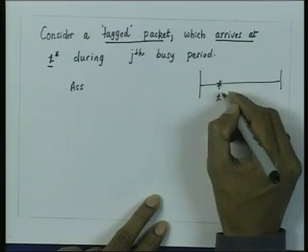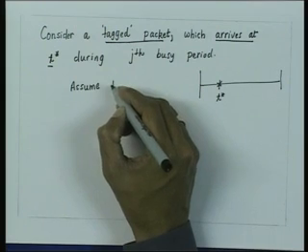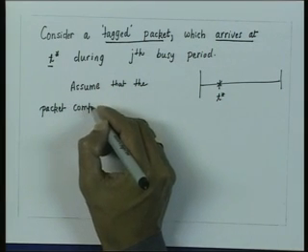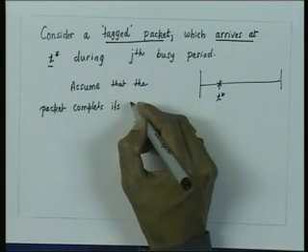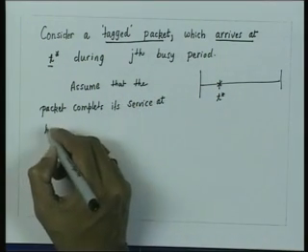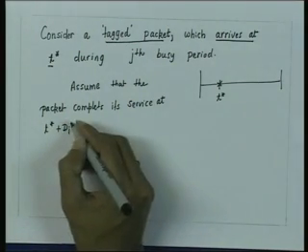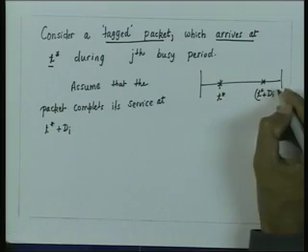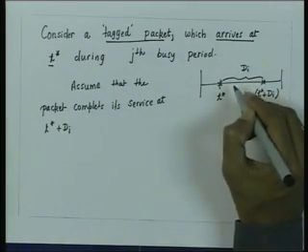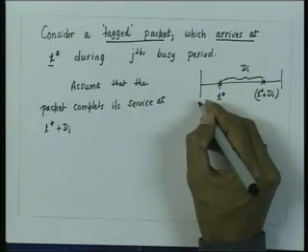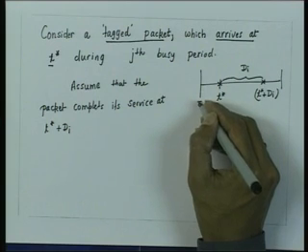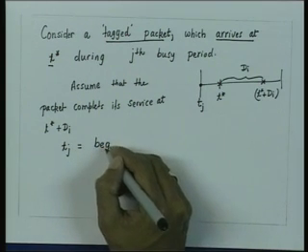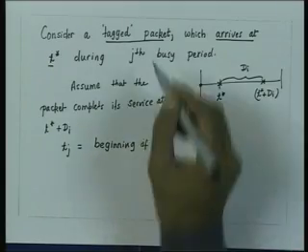Let us assume that the packet completes its service at t star plus di. So at t star plus di, the packet completes its service. This di denotes the delay of the packet, and let us say tj denotes the beginning of the jth busy period.